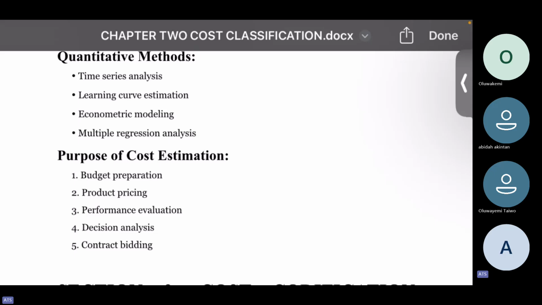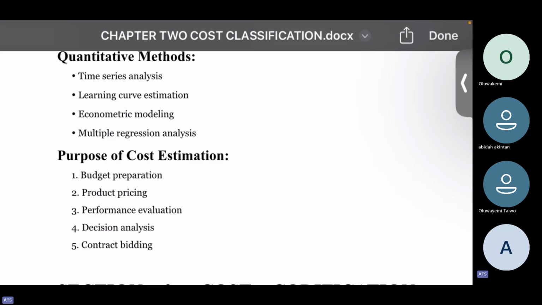Then for product pricing as well. So maybe you have a target profit that you want to hit, right? Maybe say 20%, 30%, or a specific amount, or you just want to be able to cover all your running expenses, right? So it is after you estimate your cost that you'll be able to put an appropriate price on your product.